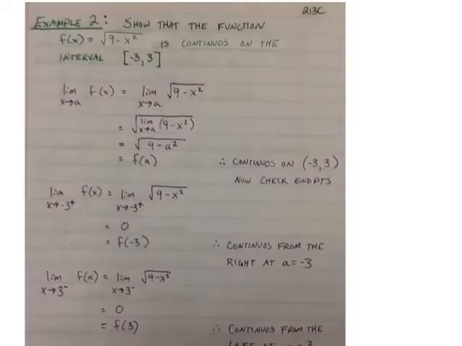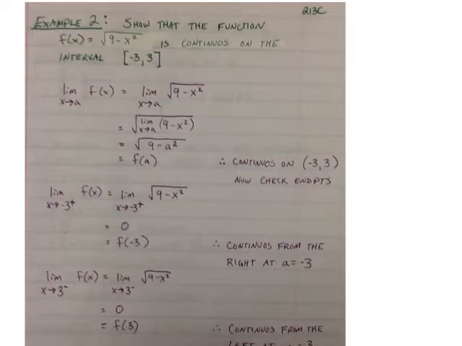Another type of question would be showing that a function is continuous on an interval. What this is saying is, for all of the values from -3 to 3, is the function continuous? So what we want to do is find the limit as x approaches a of f of x for the function, and so we evaluate that.